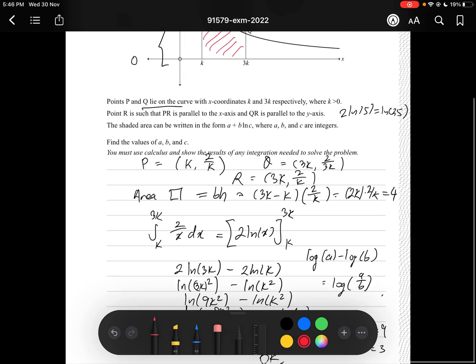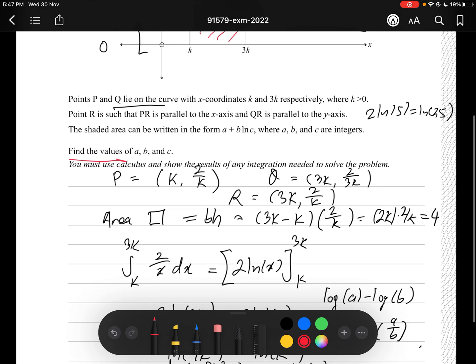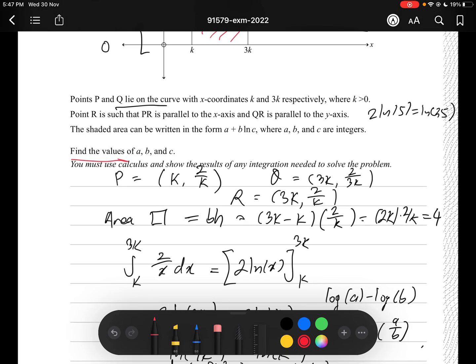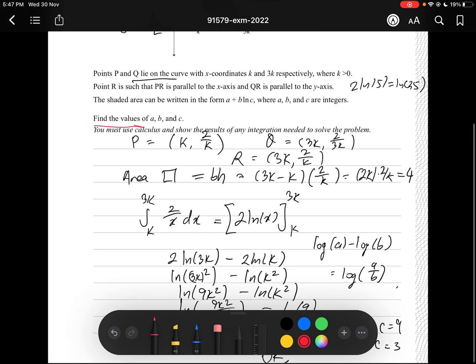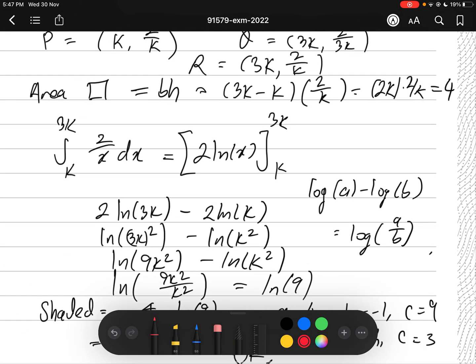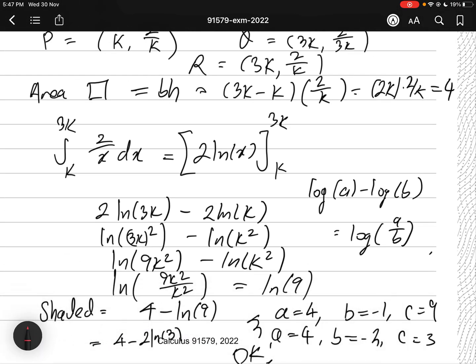Notice that even though we have k and 3k, the final answer didn't really depend on k. One hint you can take from the question is that it says find the values of a, b, and c. If it did depend on k, it would say find the values of a, b, and c in terms of k. But since it didn't say in terms of k, you can start thinking that possibly the final answer is not dependent on k. And that is in fact what we found in this question. We found that the shaded area was not actually dependent on the value of k at all.